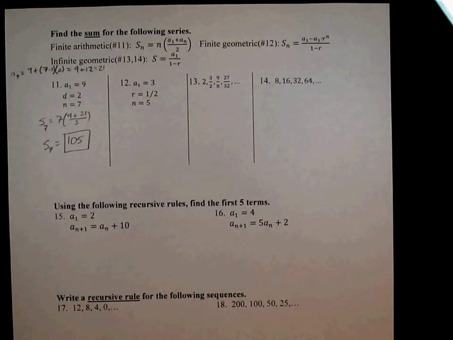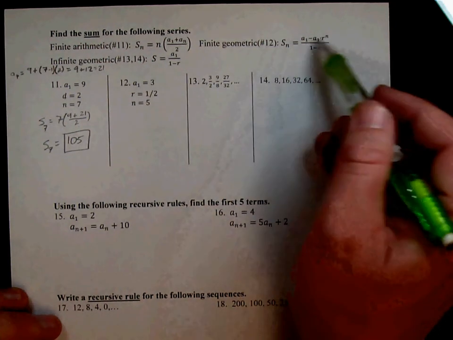Number 12. I see this one has an r, that tells me it's geometric. We do have a finite number of terms, and it says n is 5, so we know it's the finite geometric, and it tells us up here that this formula goes for that anyway.